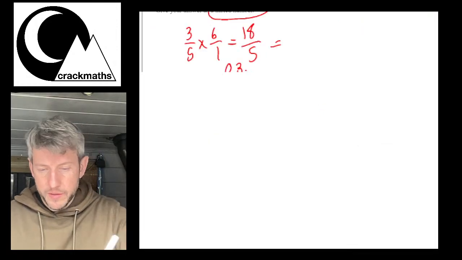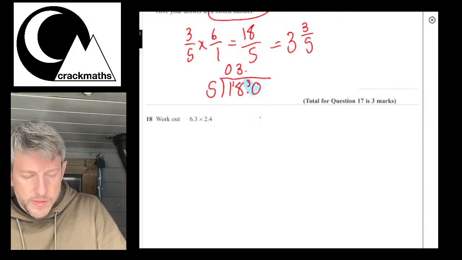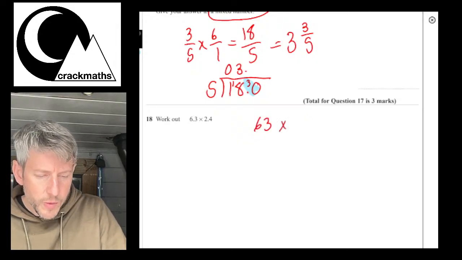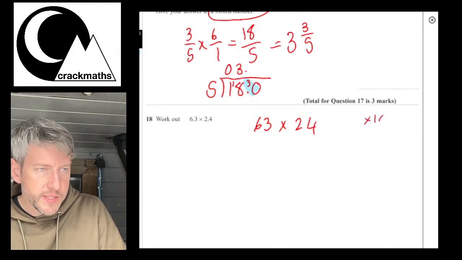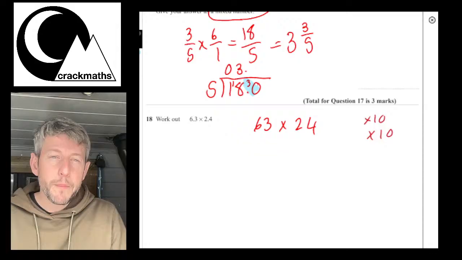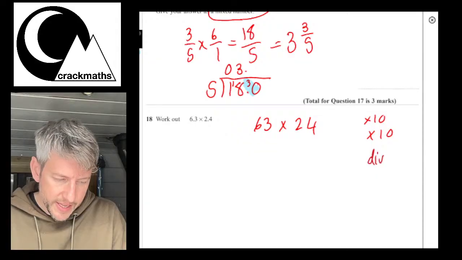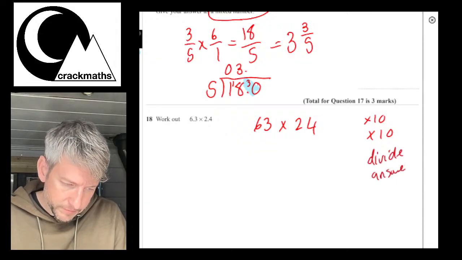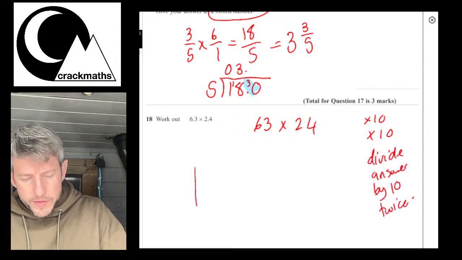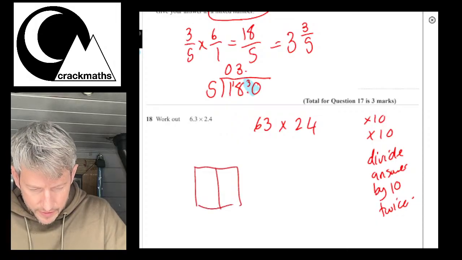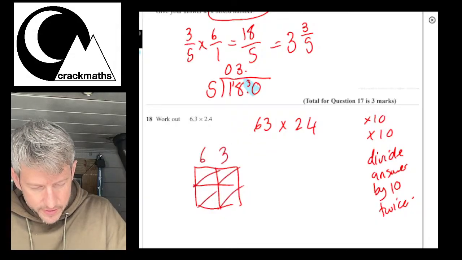Okay, work out 6.3 times 2.4. So I'm going to do 63 times 24. And remember that I've timesed both of these by 10. So times 10, times 10. So what that means is I'm going to have to divide my answer by 10 twice. Okay, so I'm going to use this grid method here for this. It's called the lattice method. So 63, 24.